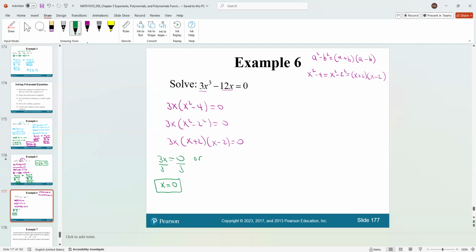All right. Now, x plus 2 equal to 0. If we subtract 2 from both sides, x would be equal negative 2. That's the second answer. The third one, x minus 2 equal to 0. If we add 2 to both sides, we end up with x equal to 2. Obviously, the final answer would be negative 2, 0, and 2.